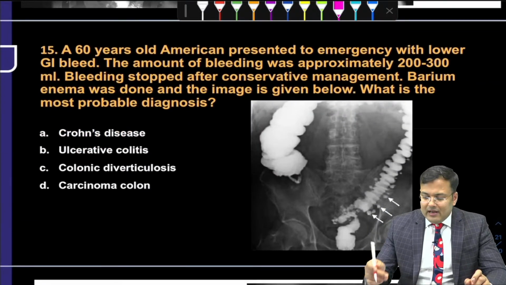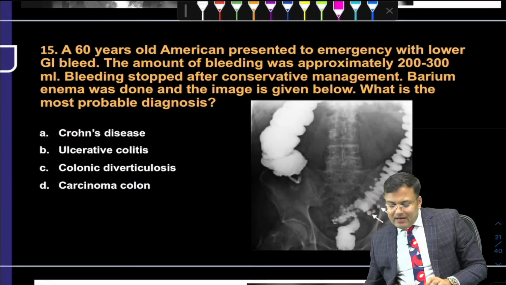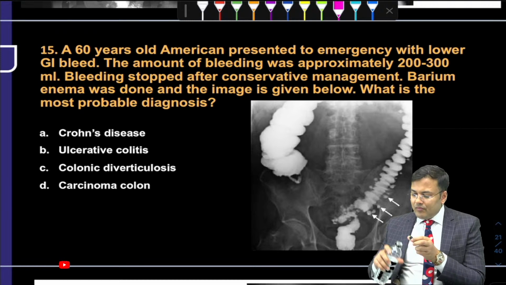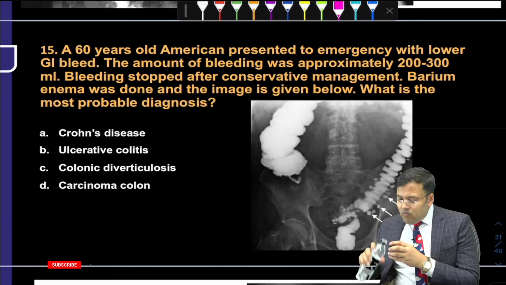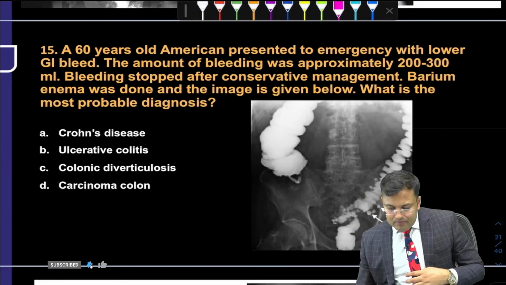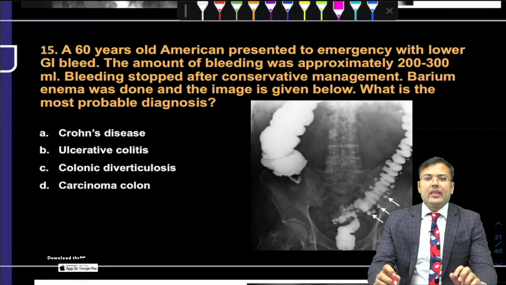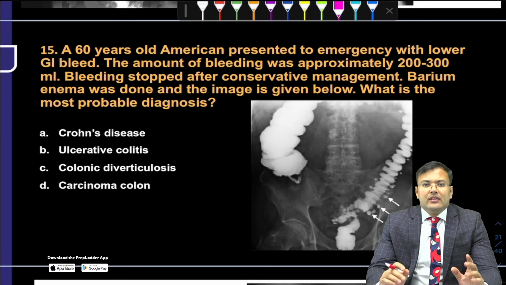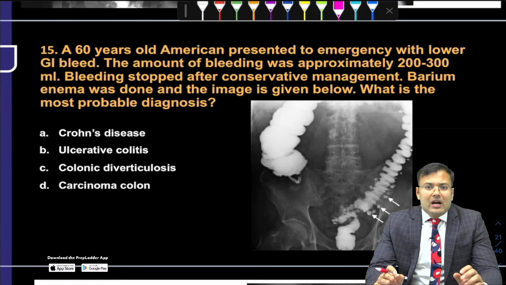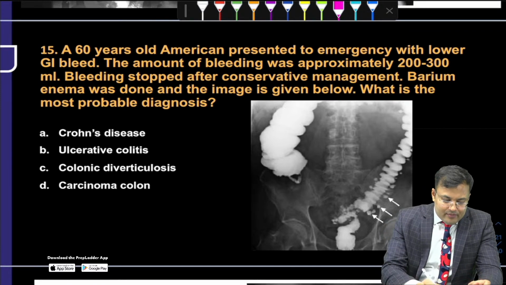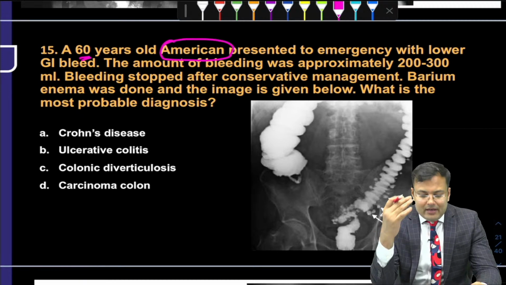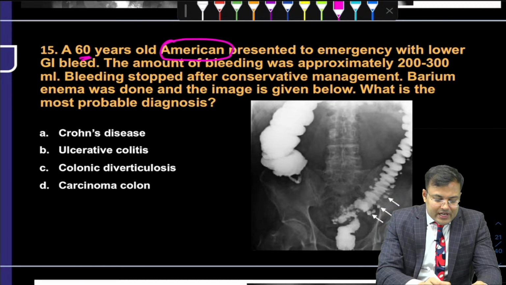Question number 15, another image-based question. Tell me the answer, guys. All of you are correct. Question number 15. See the history. A 60 years old American presented to the emergency. 60 years age, American, means a person from a developed country, with lower GI bleed.